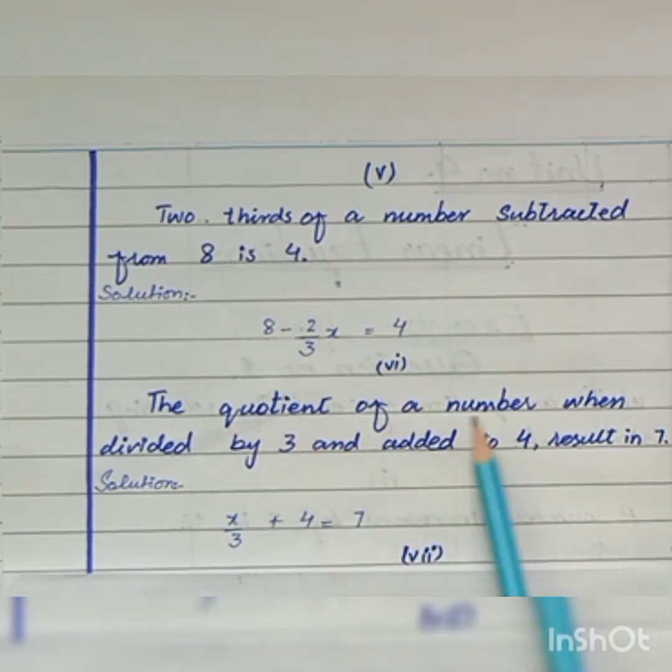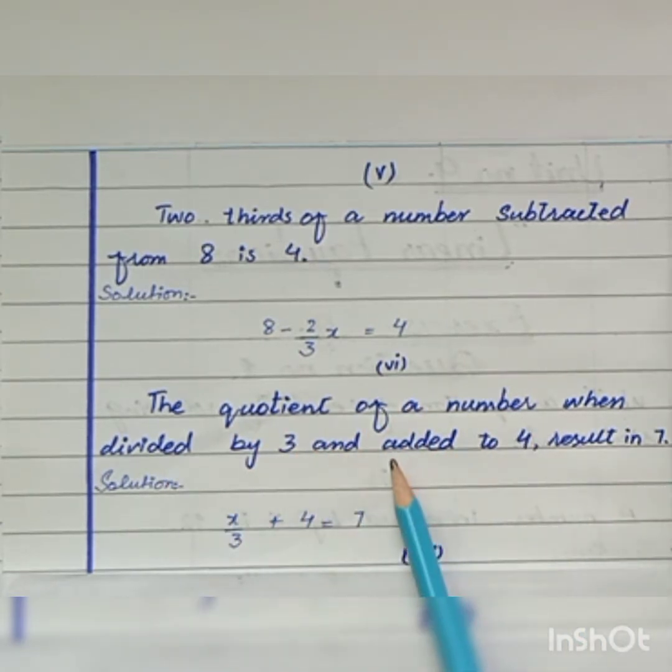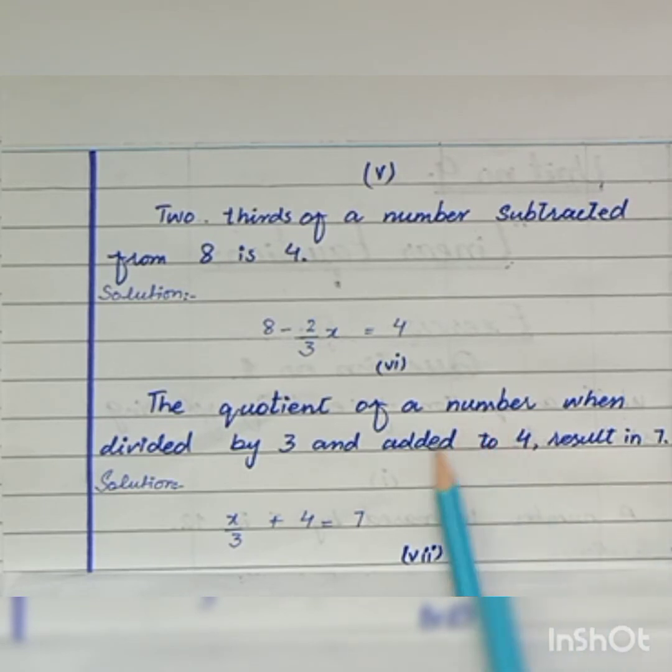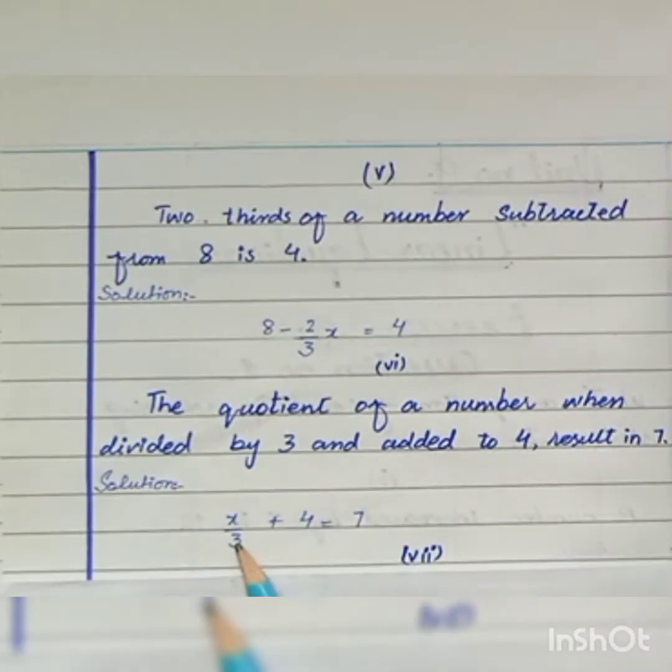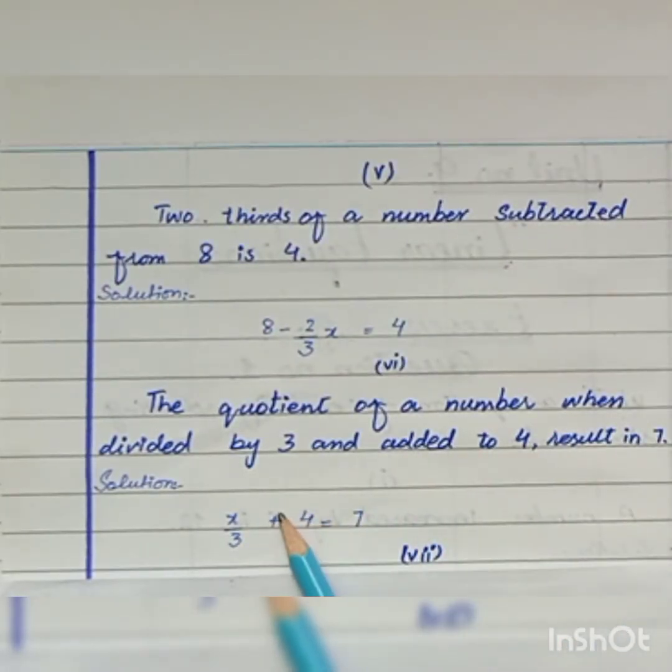6th one is the quotient of a number when divided by 3 and added to 4 results in 7. The quotient of a number, again let it be x, when divided by 3, x/3, and added to 4, results in 7. So x/3 + 4 = 7.